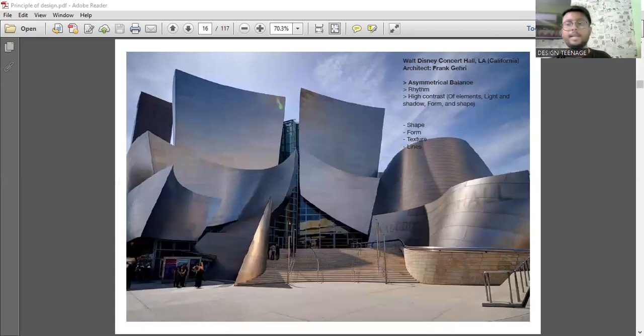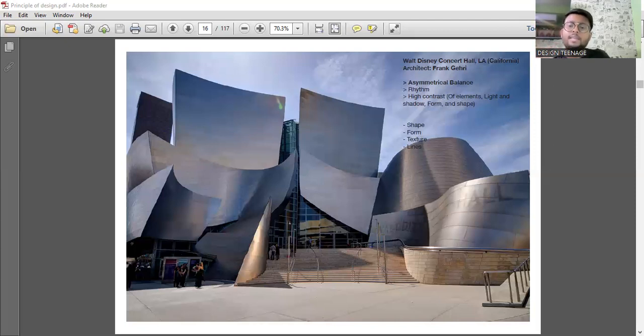So over here, what we get to see is the Walt Disney Concert Hall in Los Angeles, California. Architect is Frank Gehry. This is one of the best examples of asymmetrical balance and a place for the public to visit as well. Every structure or particular shape being made over here is different from the other one. There is no similarity between two shapes. And this is happening not only in terms of shape, but in terms of form, how the structure has finally come out in 3D.